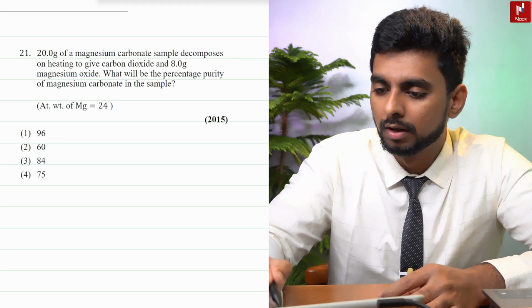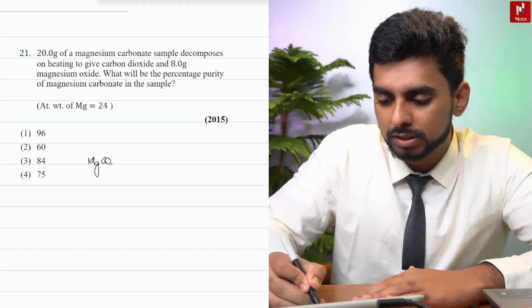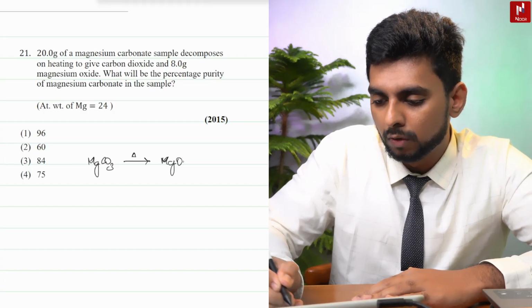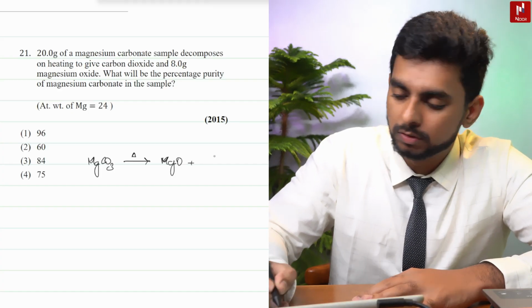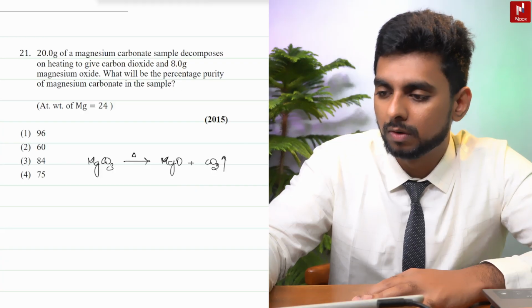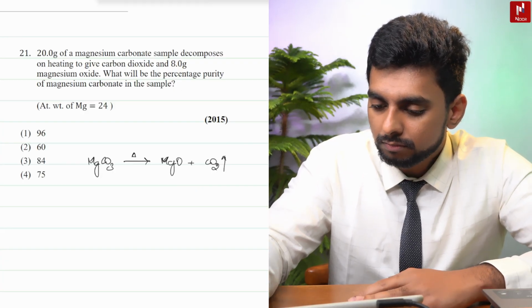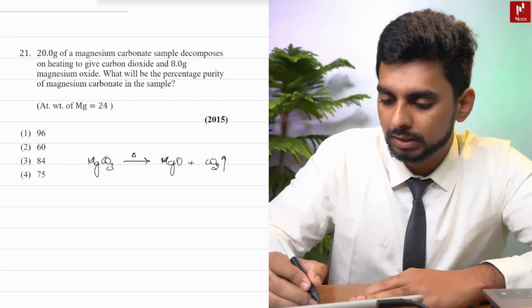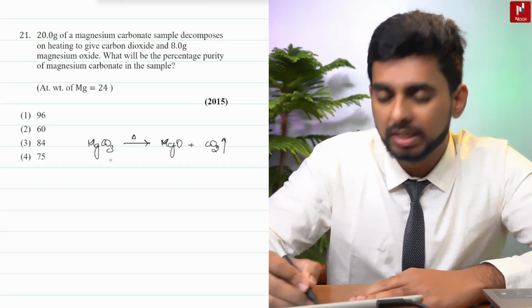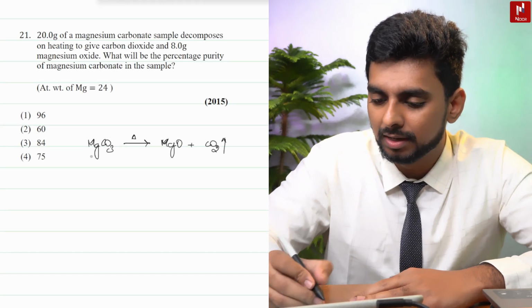So here, let me write the equation. You have magnesium carbonate. I'm just going to heat it. When I heat it, it decomposes into magnesium oxide, and in the same way it will produce carbon dioxide as a byproduct, isn't it? Do not worry about this carbon dioxide, that will not be useful. So to get the percentage of purity, first I'll have to get the molar mass of magnesium carbonate. In the same way, I'll have to get the molar mass of magnesium oxide. If needed, I'll use it.